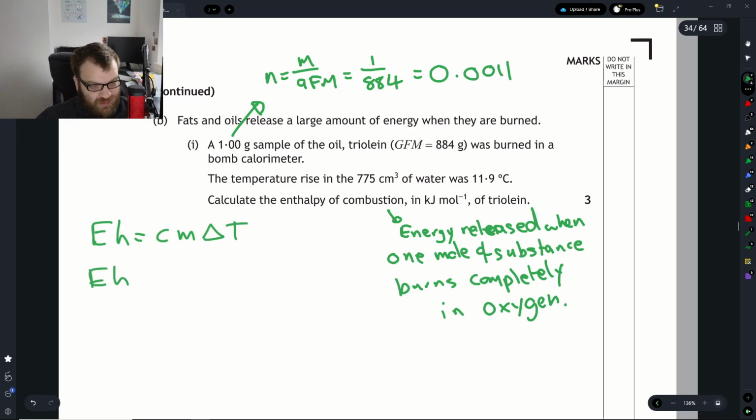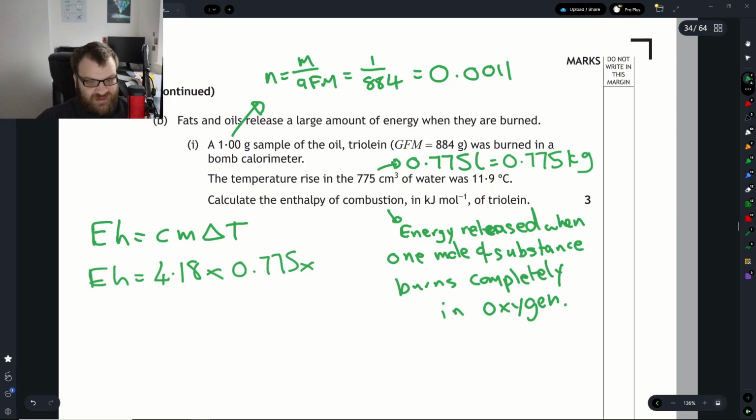We are dealing with water being heated, which means the specific heat capacity, or C, will be 4.18. Here, we need to convert that into litres, then into kilograms. So we need to divide by 1,000. That will give you 0.775. That's litres. And then, because 1 centimetre cubed, we are equating to 1 gram, it's going to be 0.775 kilograms. Divided by 1,000 is ready to use.